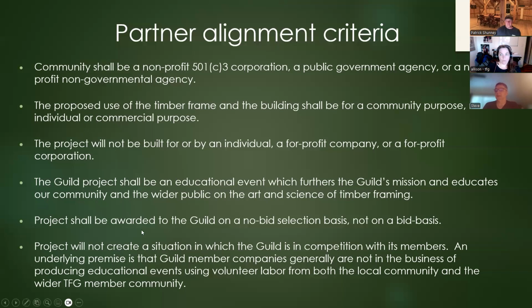And lastly, and perhaps most importantly, we don't want to compete with our members. Many of our members run timber frame companies, and we would not get into a situation where we were taking work from one of our members. If we were in discussions with a potential partner and we learned that they were also talking to one of our member companies or individuals who had an interest in the work as well, we simply back away and say, sorry, we can't participate. You know, hopefully you'll reach an agreement with your local timber frame company.